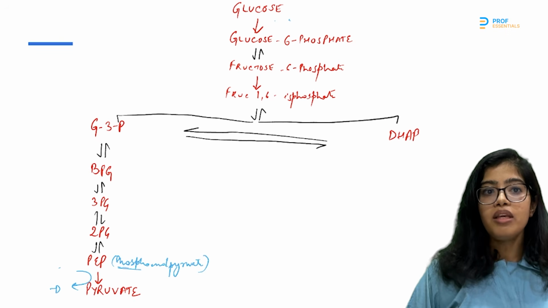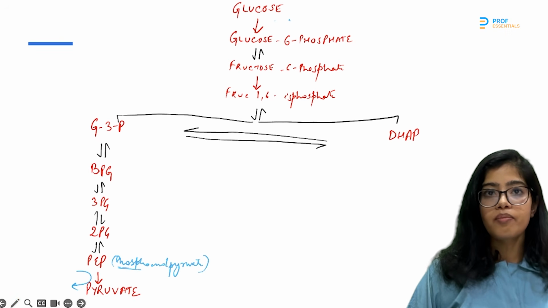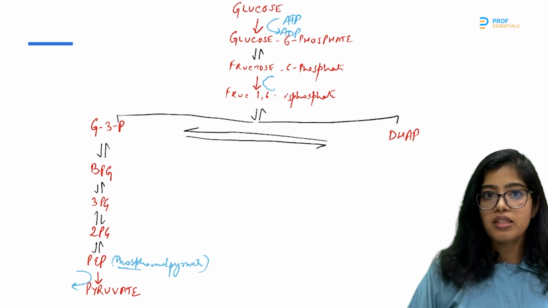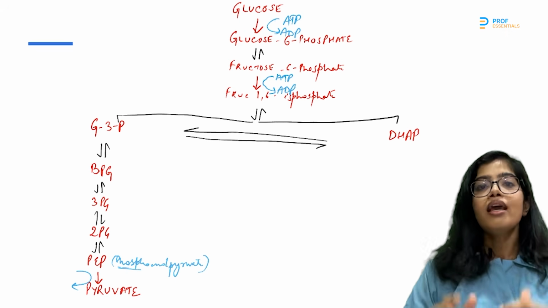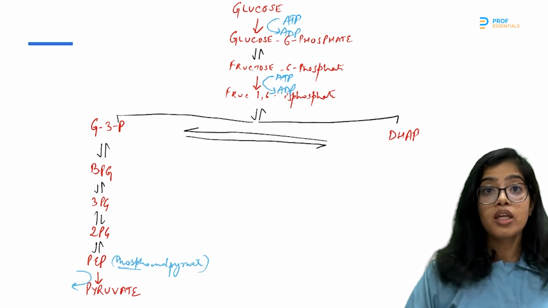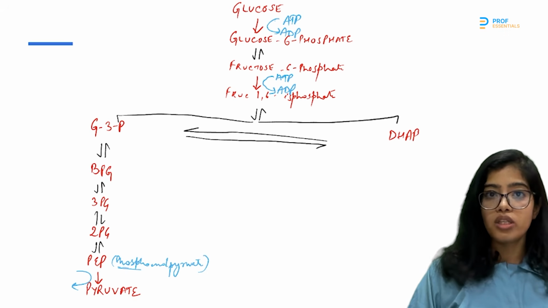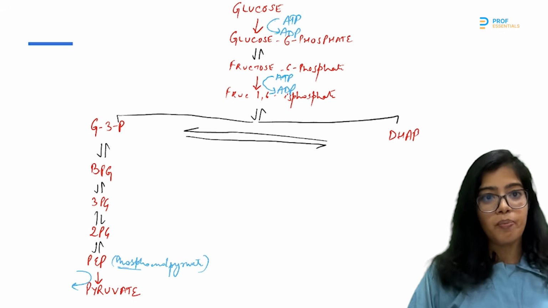So ATP is getting used here. ATP, that is energy, gets used. ATP gets converted to ADP. Here another molecule of ATP is getting used, that is ATP is getting converted to ADP. Understood? Energy is getting used in attaching phosphate. So ATP is getting used here, and ATP is getting used here as well.